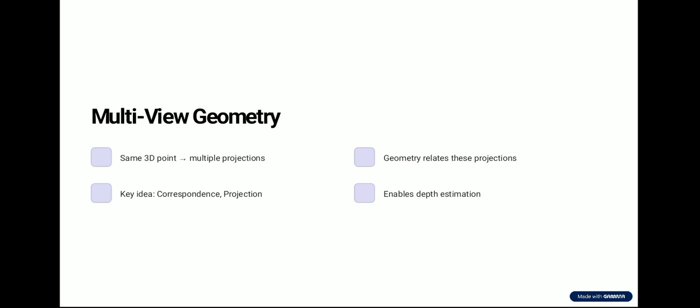So a single 3D point appears at a different position in different images. Geometry defines the relationship between these projections. The key idea is to find correspondence between images and understand how projection works. This allows us to estimate depth.